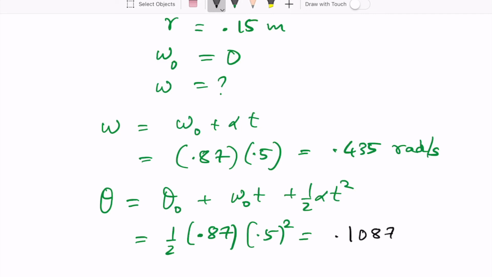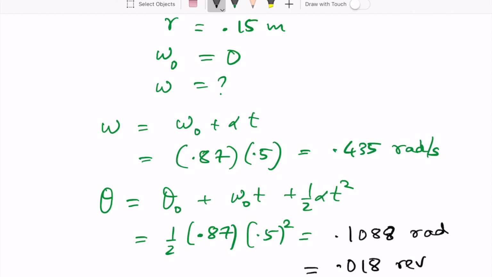Point 1088, maybe 1088 radians, and we want to turn this into revolutions. So to make this into revolutions, we would just divide this by 2 pi, and that gives me 0.017. Is that what I have on the slide? Yeah, so 0.018 revolutions, right? So that answers part A.